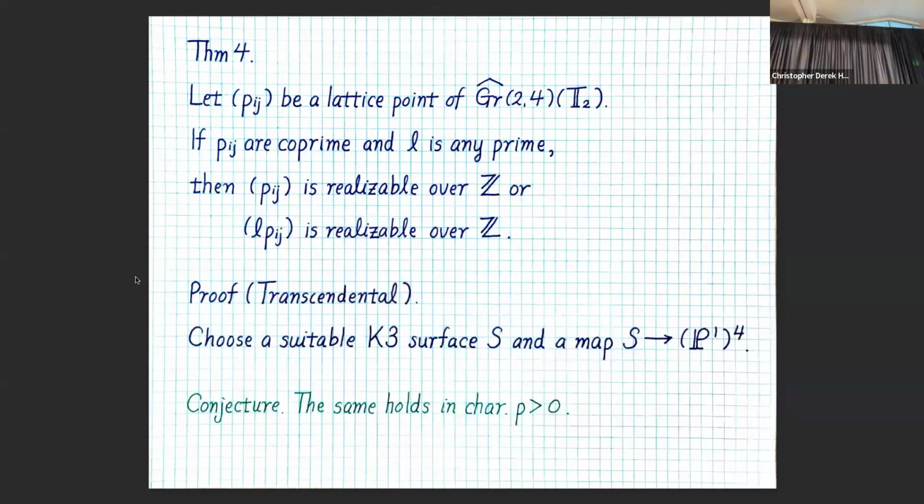One thing that is interesting about the proof of this statement is that the proof is transcendental. So we choose a suitable K3 surface and the map from S to P^1 to the 4. And I think it's an interesting question or project to try to show this without transcendental method, without very hard complex analysis, because this is a very concrete question that anybody can try and have fun. So a concrete question would be that the same statement holds in characteristic p.